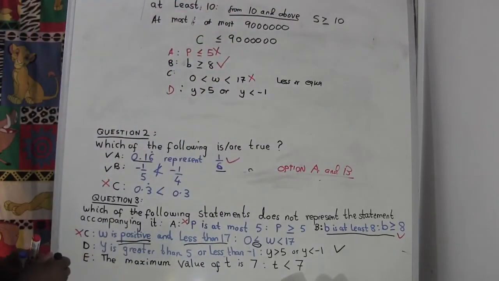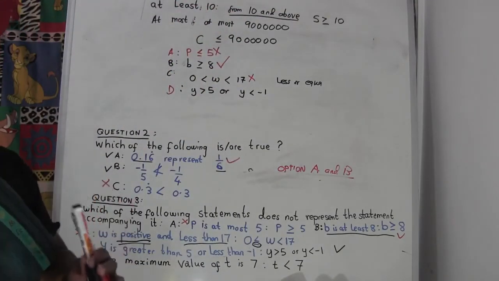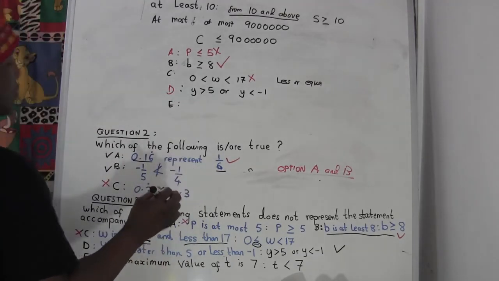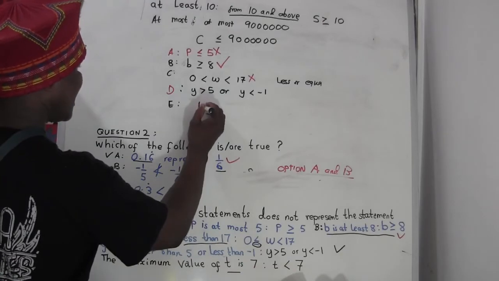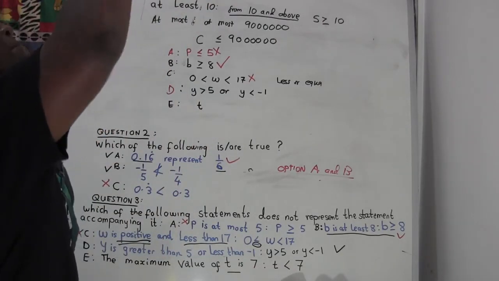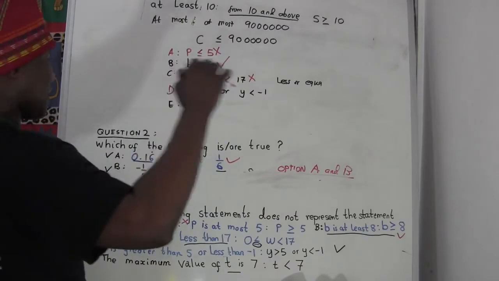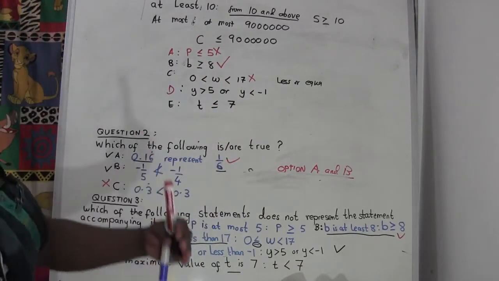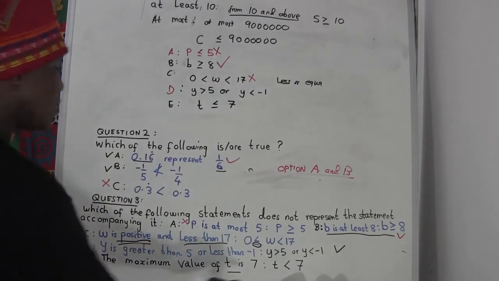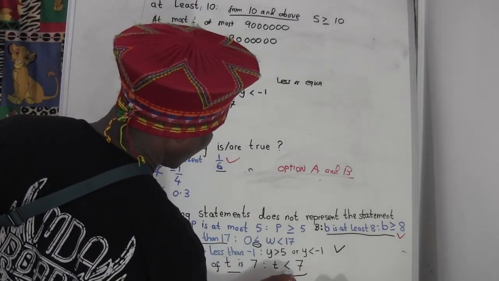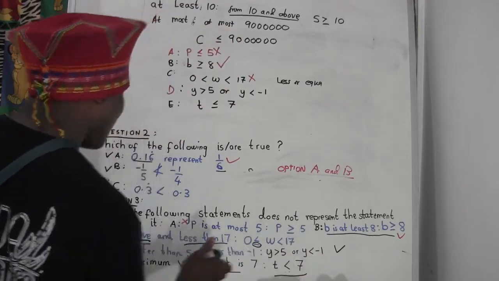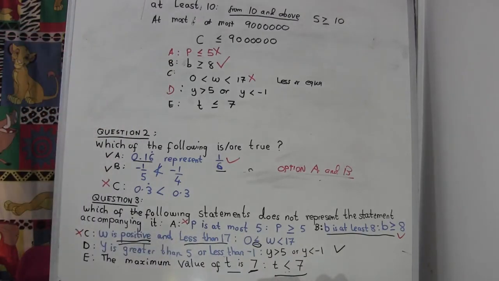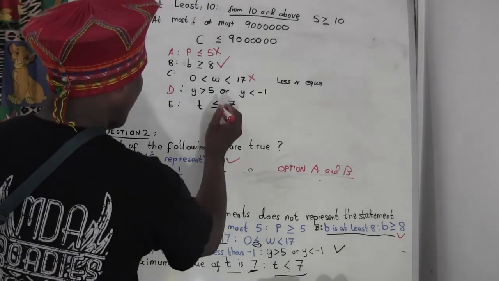Now we go for the last one. The maximum value of T is 7. The maximum value of T is 7 means T maximum is 7. Means at most is 7. Means not more than 7. So it must be T less than or equal to 7, because the most is 7, including 7. The only mistake they made here is they did not include the equal sign. It must be with 7, because the maximum value of T is 7, meaning 7 and less, including 7. So they forgot to put this.